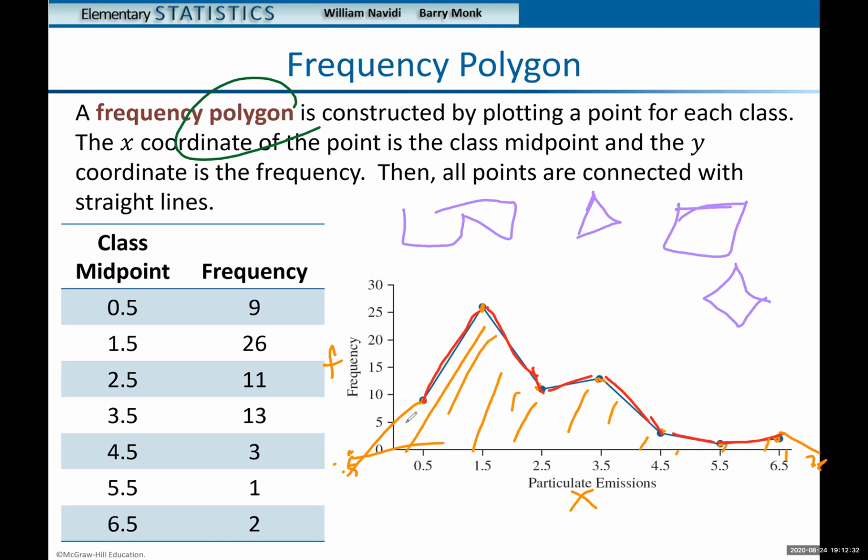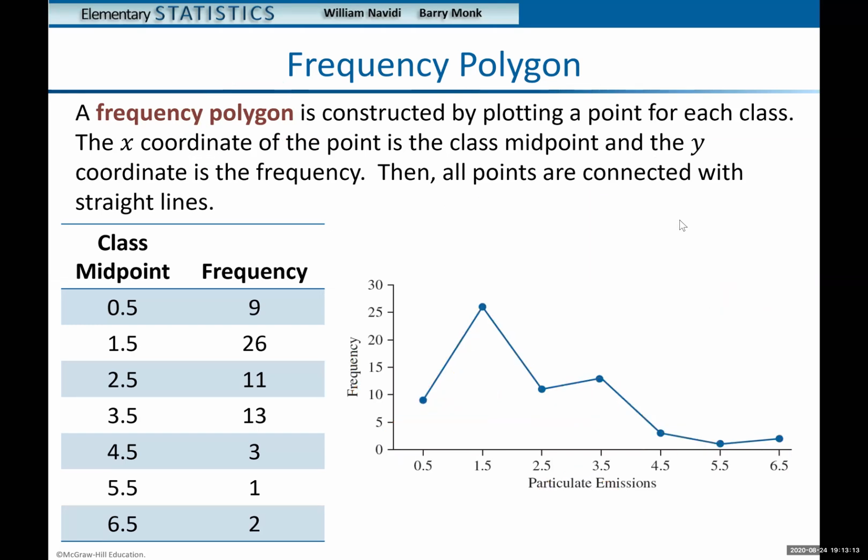A lot of books you will see this, but for this one, since they didn't mention it, I will accept this without the orange. Maybe you will see this also on your Connect Math homework, so you don't need to add another one and subtract another one. I'm just showing it to you, okay? All right, so that is a frequency polygon. Don't forget, your x-axis is the class midpoint and your y-axis is the frequency.